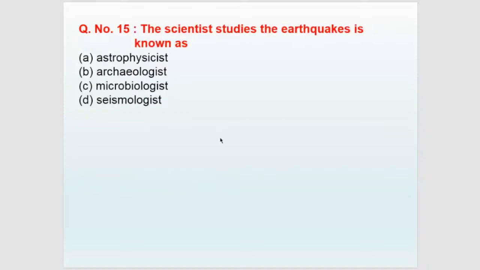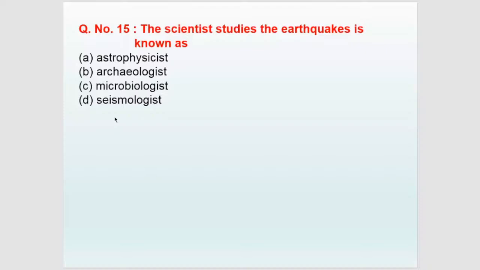The scientist who studies earthquakes is known as: astrophysicist, archaeologist, microbiologist, seismologist. So we are having a combination of C, A, D, C, C, A. Oh, it is D. Yeah.